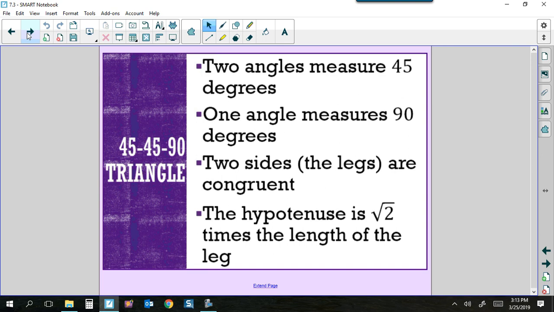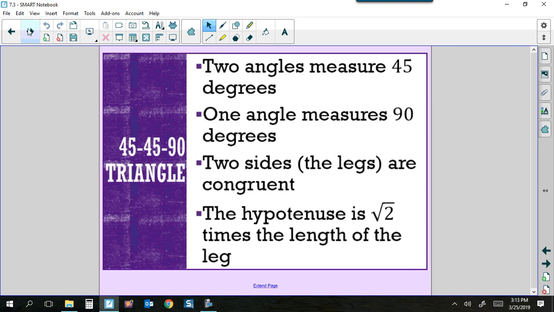Therefore, the two sides that are the legs are congruent to each other. The neat relationship, and I know you probably get sick of hearing us say memorize, memorize, memorize, but if you can remember these relationships, a lot of these problems become so quick and easy, it's like a piece of cake. The hypotenuse is always going to be square root of 2 times longer than whatever the leg length is.